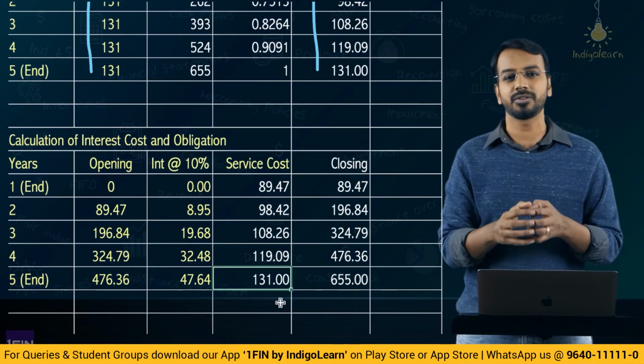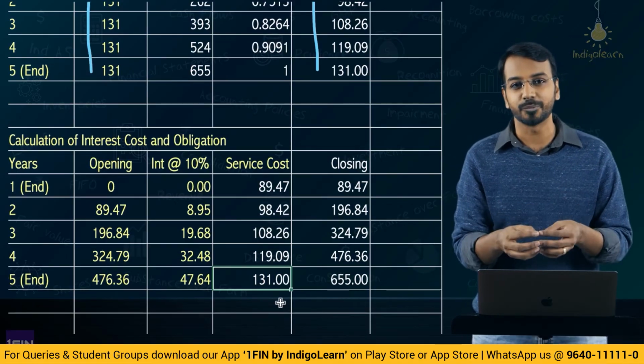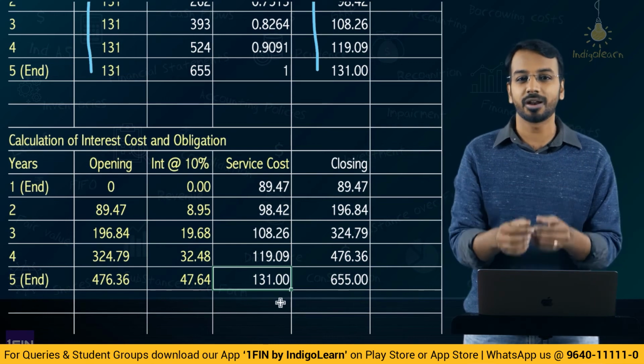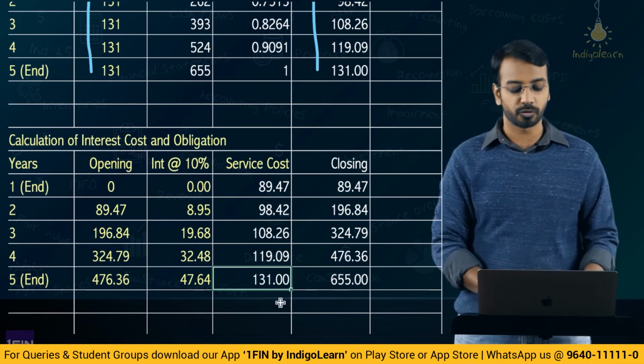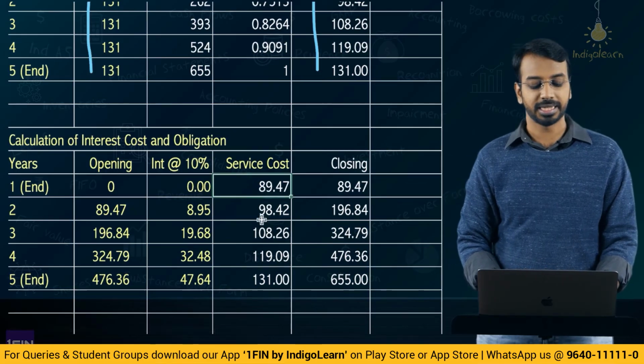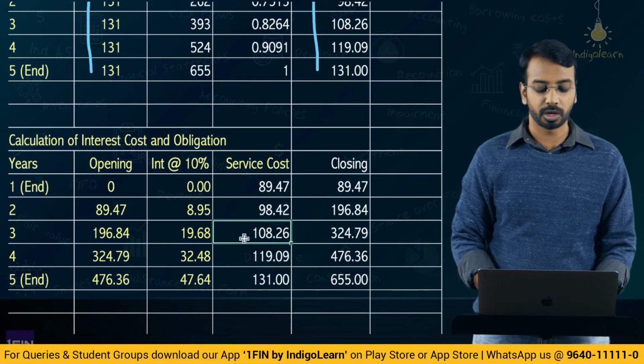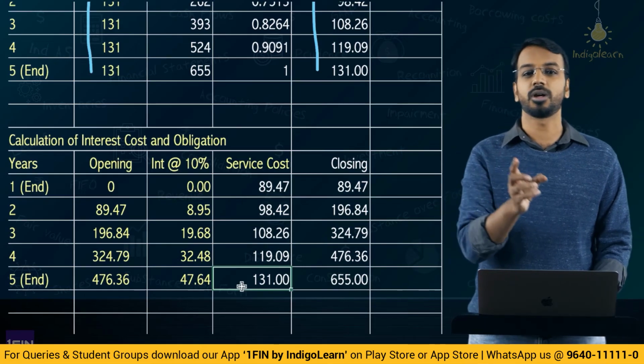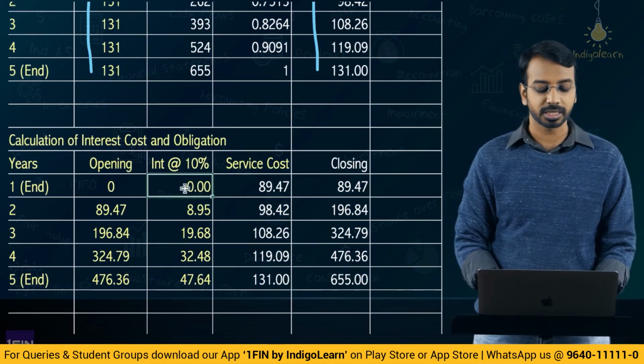Now what is the meaning of current service cost? Current service cost basically represents the cost that is attributable to the service rendered in the current period. So for year 1 it is 89.47, then 98.42, for year 2 108, 119, and for the 5th year it is 131. Okay, that is what is called current service cost. Then what is this interest cost?